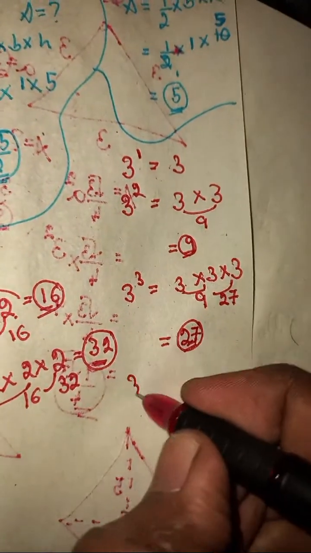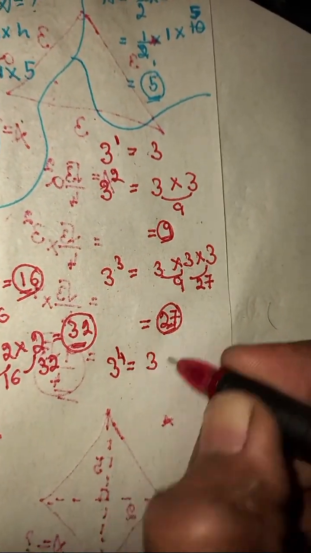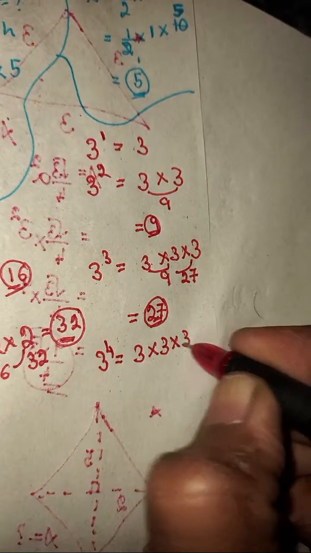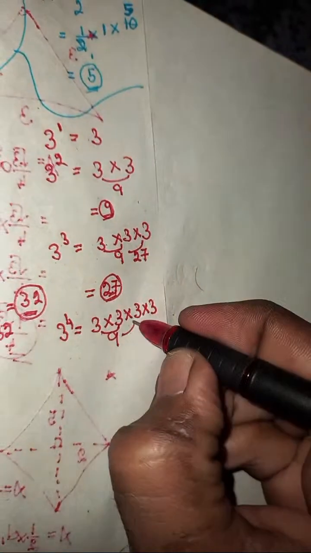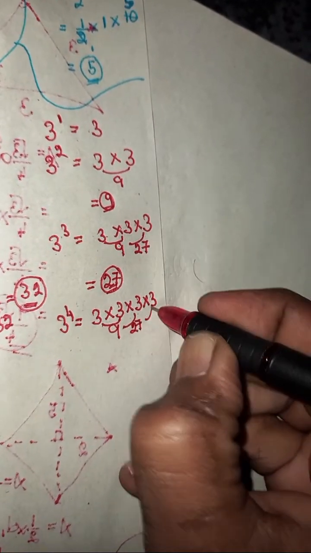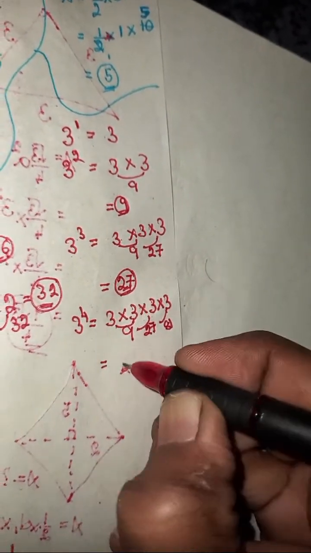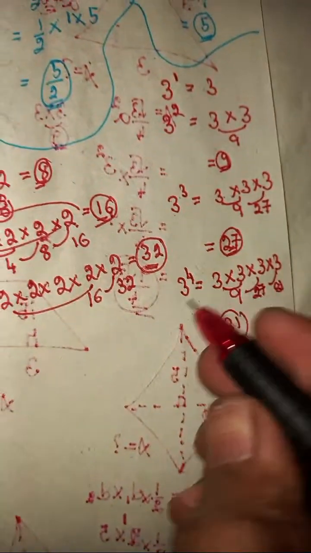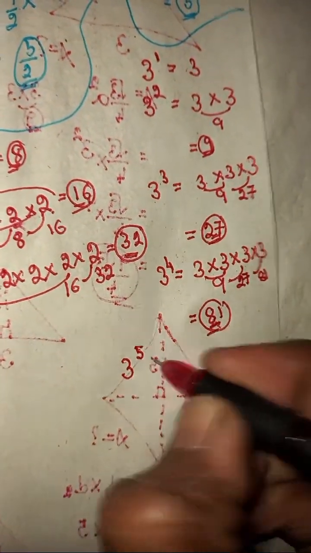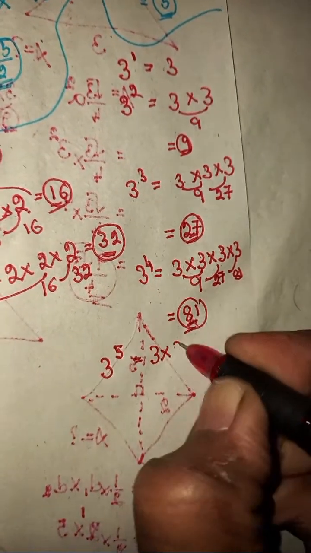Now let's do 3 power of 4. 3 power of 4 is 3 times 3 times 3 times 3. 3 times 3 is 9. 9 times 3 is 27. 27 times 3 is 81. So this is 81.